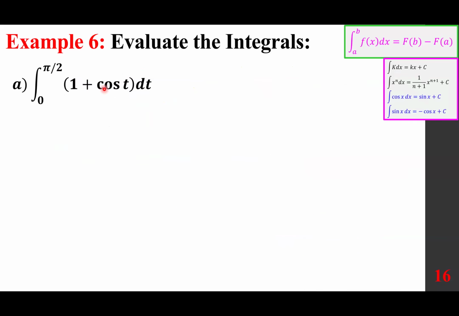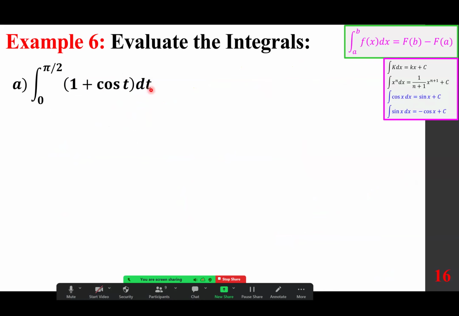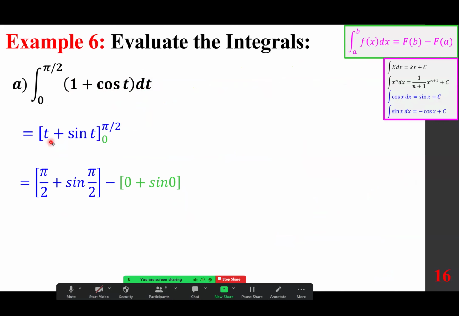Again, this was done. Pay attention that, because we have dt, the independent variable is t, so 1 gives you t. The derivative of cosine is negative sine, but the integral of cosine is positive sine. So t plus sine t evaluated from the lower limit 0 to upper limit pi over 2. We are going to plug in the upper limit first, minus plug in the lower limit second.